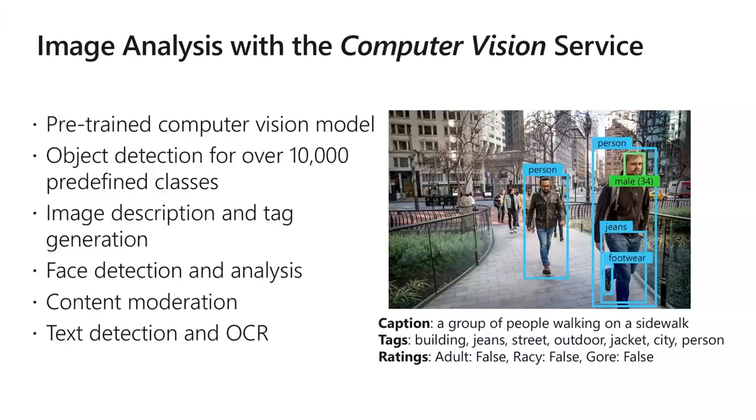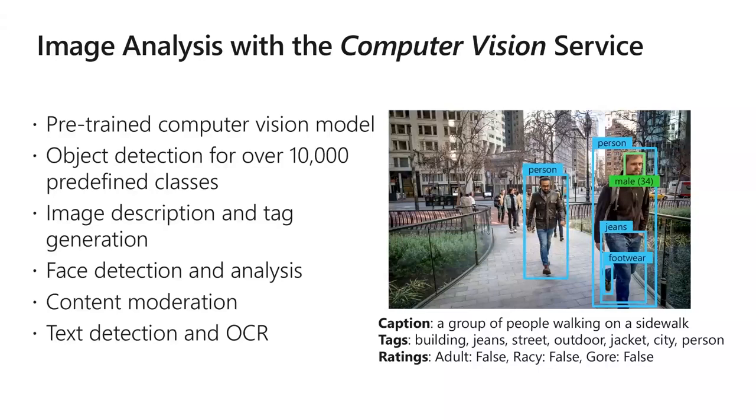The algorithm can also detect and analyze human faces, including gender identification, and can estimate ages. It can moderate content by identifying images that contain adult, racy, or gore content. And last but not least, there is OCR. So it can detect and extract text in an image.